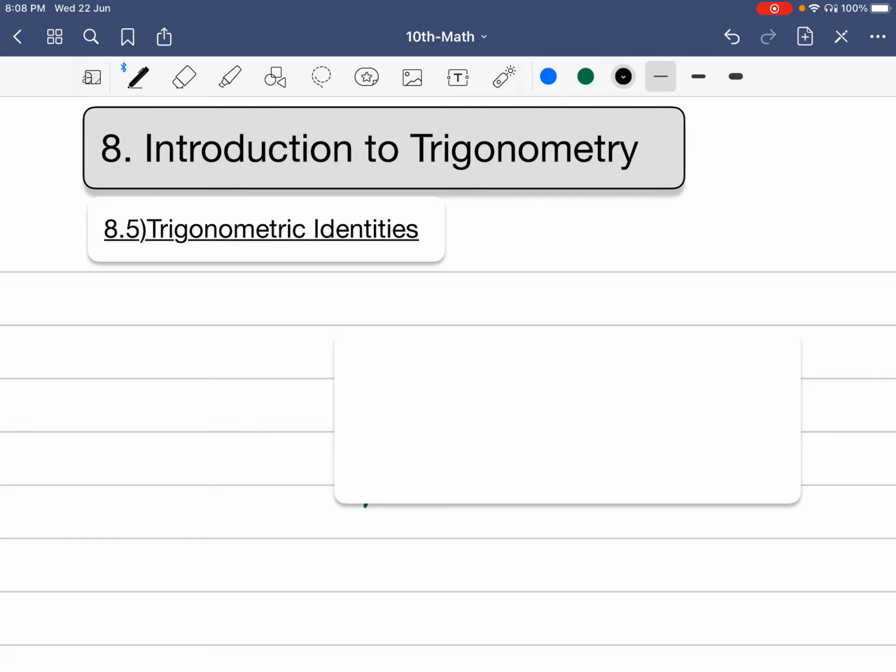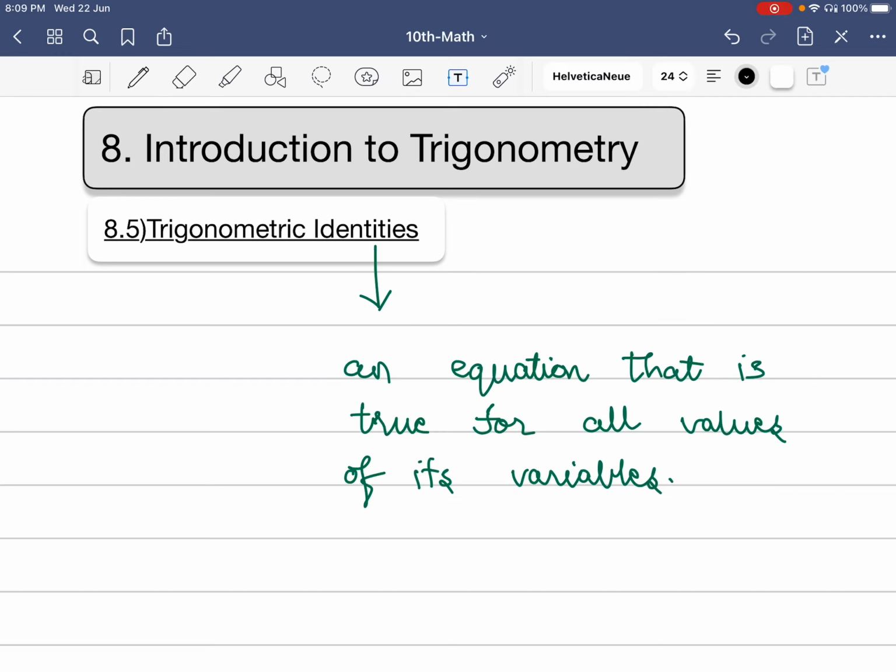Now, first, before starting with this video, let's try to understand what is the meaning of identity. The word identity has a special meaning in mathematics. It means an equation that is true for all values of its variables. Assume an equation which has one variable, or two variables. No matter what value you put, for each and every value that the variable can take, that equation is always true. Such special equations are called identities.